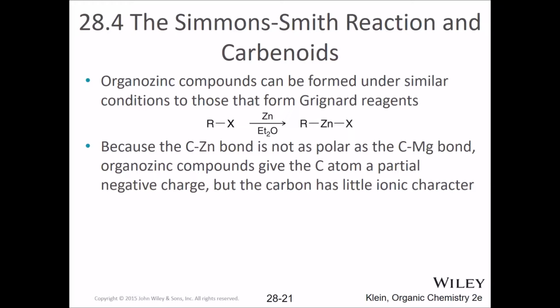Okay, the Simmons-Smith reaction and carbenoids. The chemistry we're going to do here makes a lot of sense. We're going to have to deal with some weird words and a couple more name reactions, Simmons-Smith and carbenoids, but hang tight, be patient with yourself, and we'll look for some similarities to make it easy to memorize, okay?